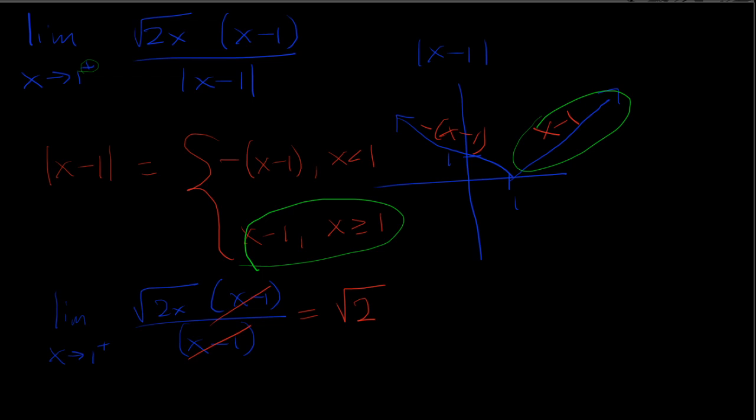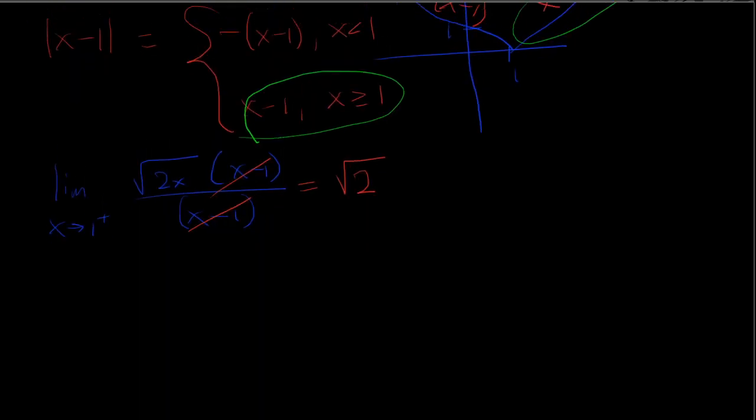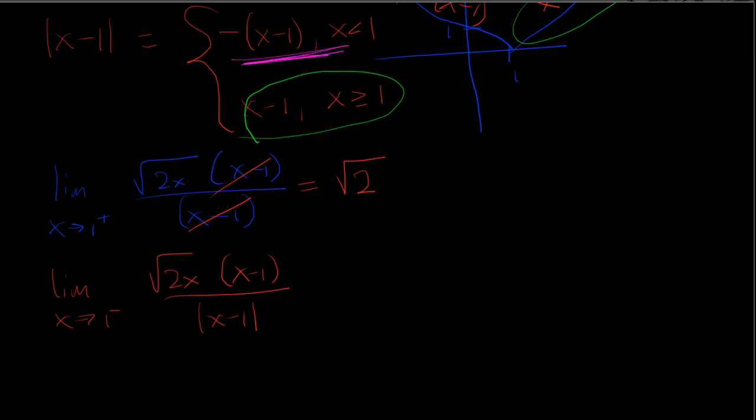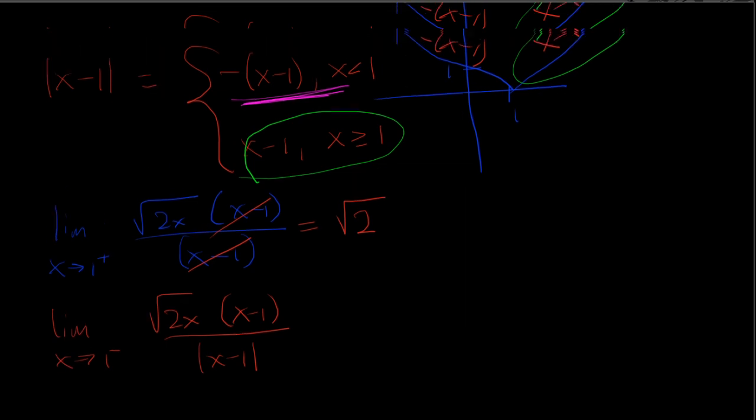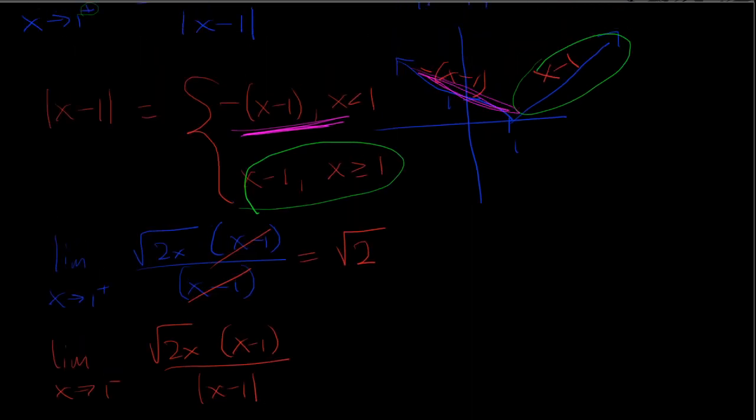Now, what if we looked at the limit from the left? So what if instead I looked at 1 from the left of root 2x times x minus 1 over absolute value of x minus 1? Well, I know from the left, I'll be looking at this part of the graph. So I can replace the absolute value of x minus 1 with a negative quantity x minus 1.